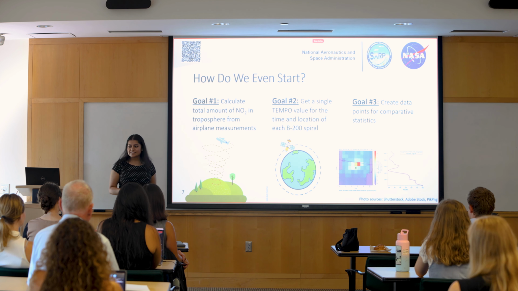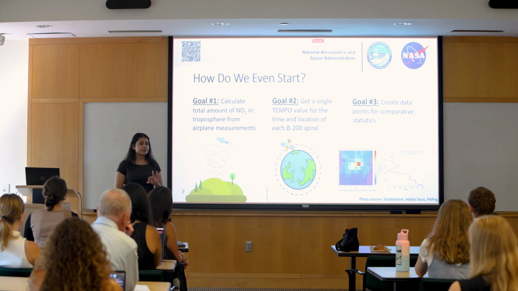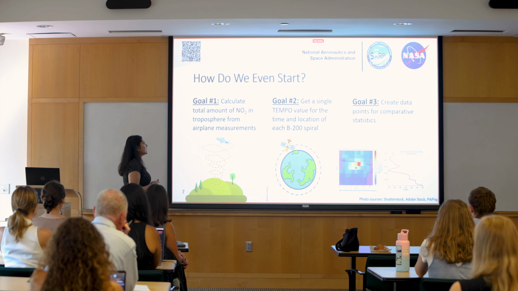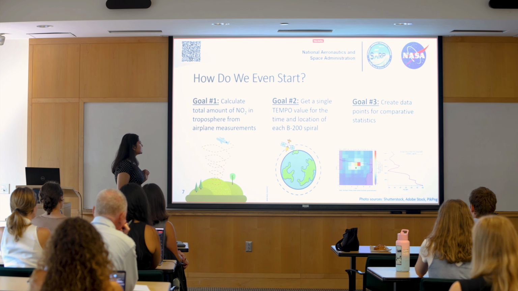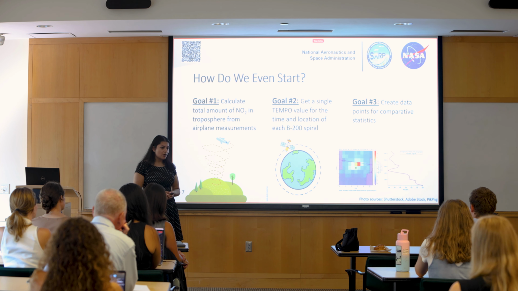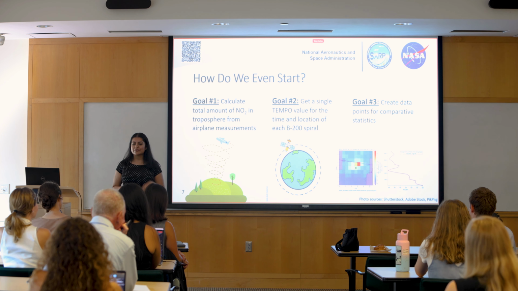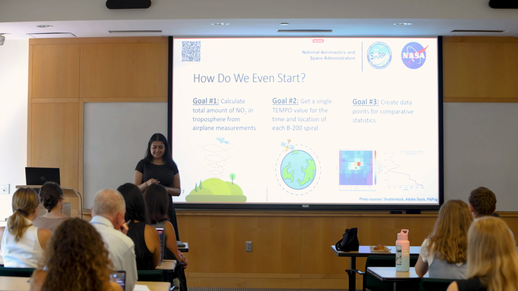Well, this is kind of a lofty goal. So the first thing I did is I broke it down into 3 more tangible goals. My first goal was to calculate the total amount of nitrogen dioxide in the troposphere in an atmospheric column from airplane measurements. My second goal was to get a single TEMPO value for the time and location of each of those columns. Then my third goal would be to use the output from goal 1 and goal 2 to create data points for comparative statistics.